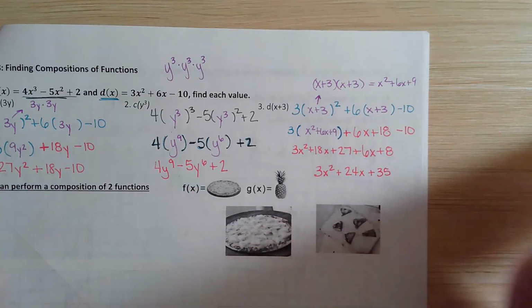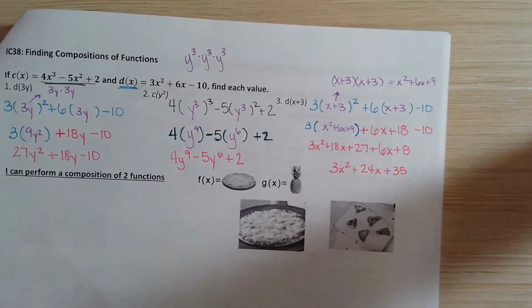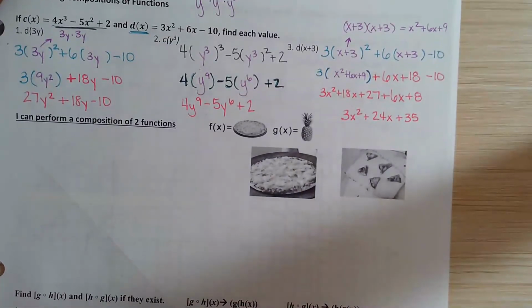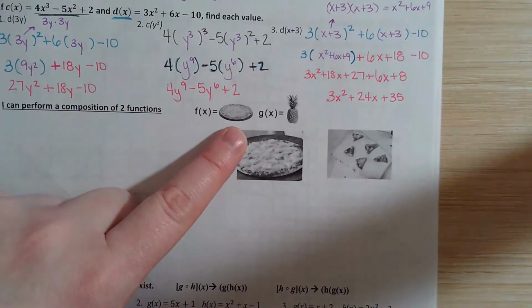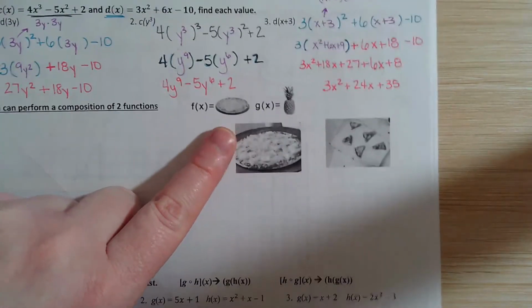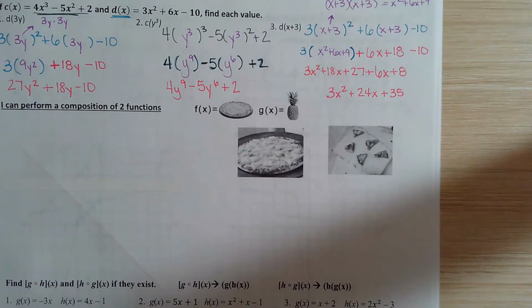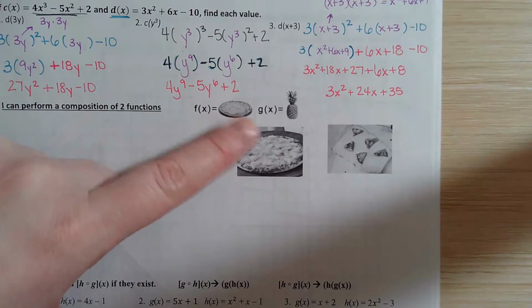So that's that composition. So what you're doing is you're literally taking a function and plugging it into another function and simplifying it. So f of x and g of x are just two function names instead of like what we had just up above with c's and d's. And then we have a cheese pizza and a pineapple.